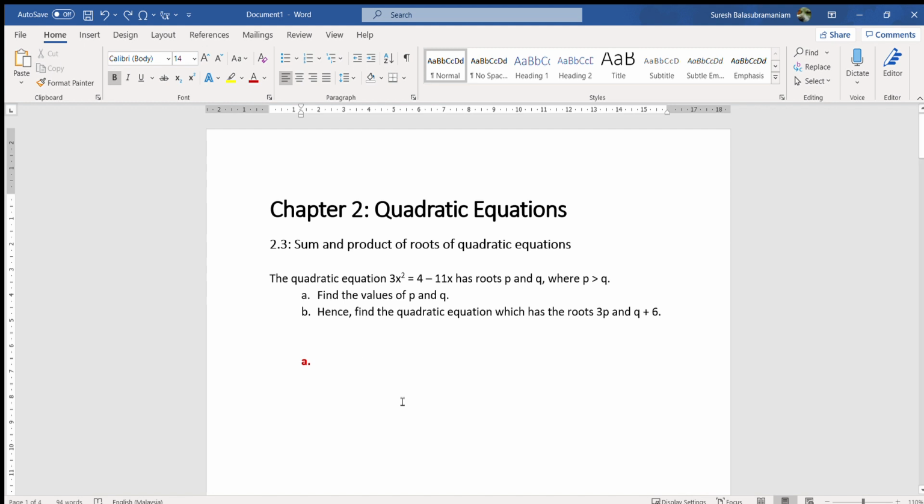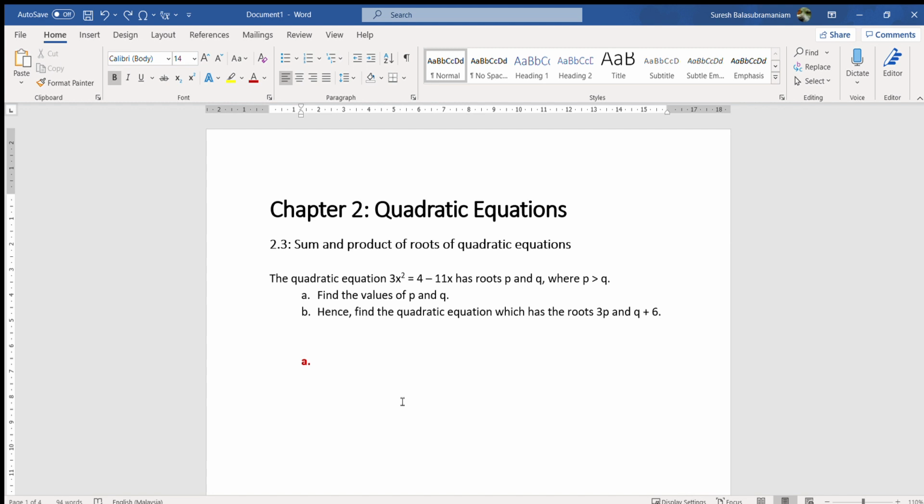Okay, the first question: the quadratic equation 3x squared equals 4 minus 11x has roots p and q where p is more than q. Find the values of p and q. So we know the roots are p and q, and p is more than q, so we have to find the values. What I'll do, I'll rearrange the quadratic equation.